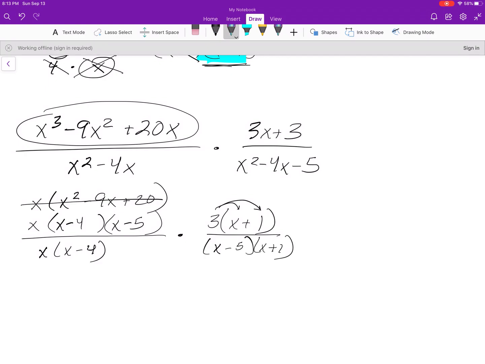Okay, now here's the fun part, right? Here's where you get to cancel stuff out. I see an x plus 1 and an x plus 1. I see an x minus 5 on top and x minus 5 on bottom. It has to be on top and bottom, but it doesn't have to be directly above each other. You can go across, too. Ooh, x minus 4, x minus 4. Oh, boy. x and x. We've canceled everything out except for this 3 right here. So our final answer is going to be 3. I like it when that happens.